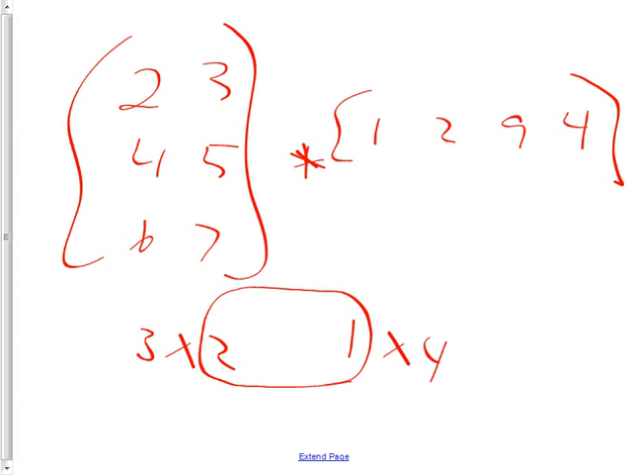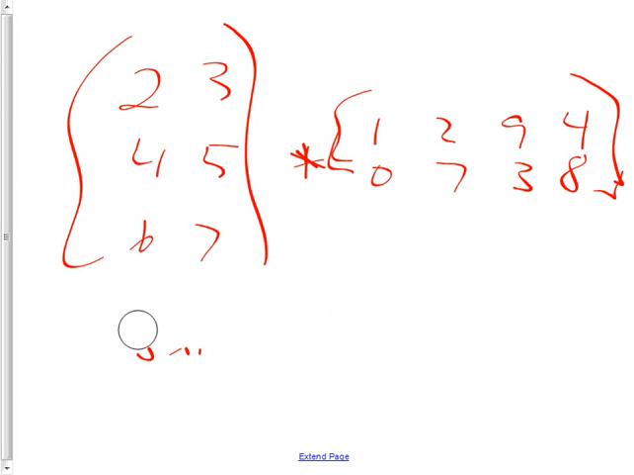Could I fix the one on the right to make it work? Yes, I could make it have 2 rows, so that this will be a 2 by 4. And I could make this like 7, 3, 8, for instance, and all of a sudden, yay, this one, even though they don't kind of look like they're going to match up, they will.